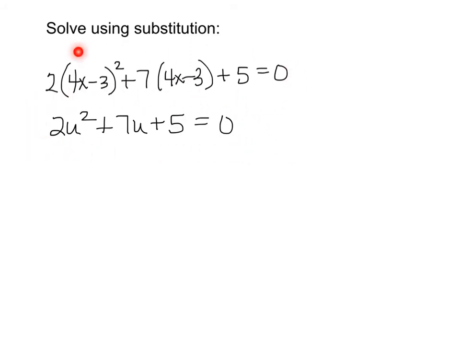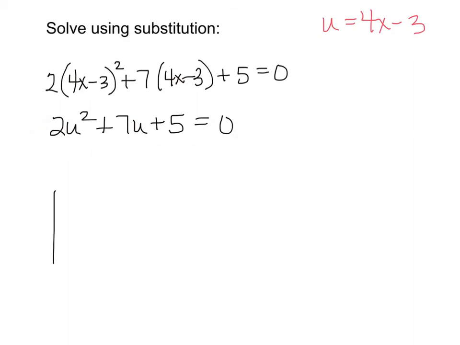However, this is not a pretty easy problem. But since the 4x minus 3 and the 4x minus 3 are the same quantity, why can't I replace them with a u? In other words, what I'm saying is, look, I'm going to replace them with a u and make this problem way easier to solve. So instead of solving this, I'm going to simplify it by substituting a much easier variable in here, and now I'm going to solve.